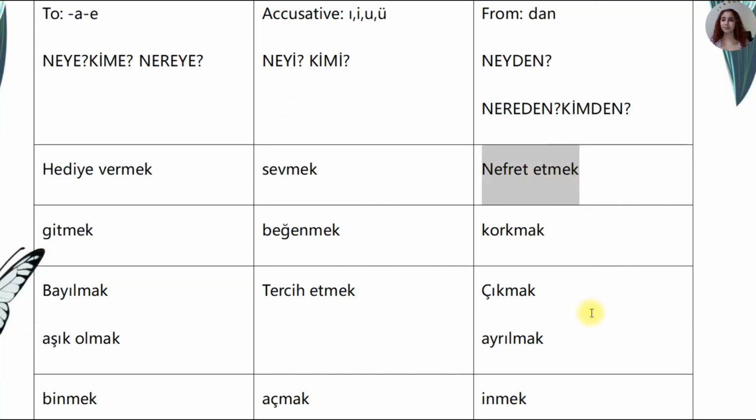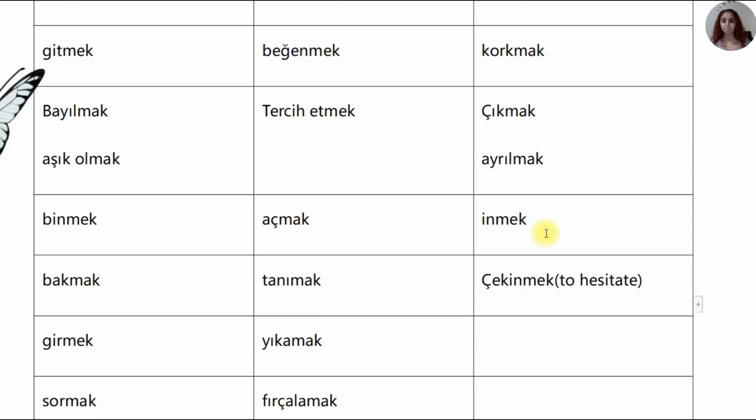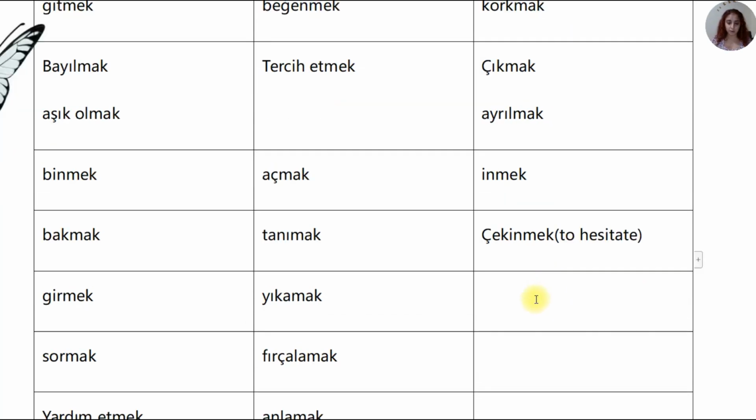Nefret etmek, to hate, always from, dan nefret etmek. Korkmak, to be afraid of, but we say afraid from. Dan korkmak, always same. Hesitate, çekinmek, dan çekinmek. It is always same. And one more, hoşlanmak, to like from something, dan hoşlanmak. But for the other ones, I cannot say they are always. They are not certain. I want you to be careful. I want you to be flexible.